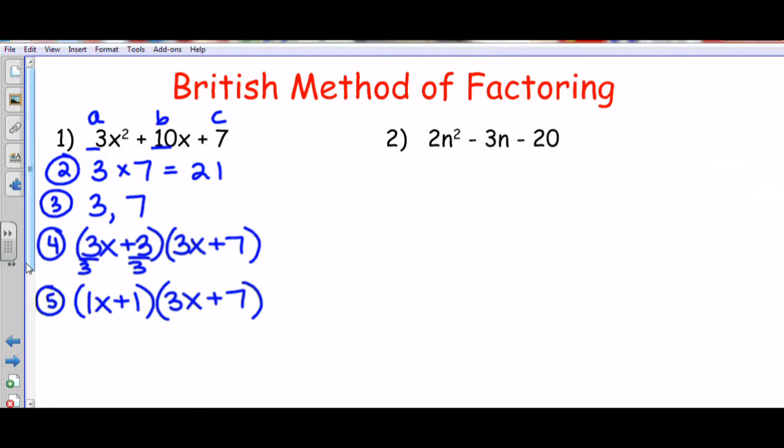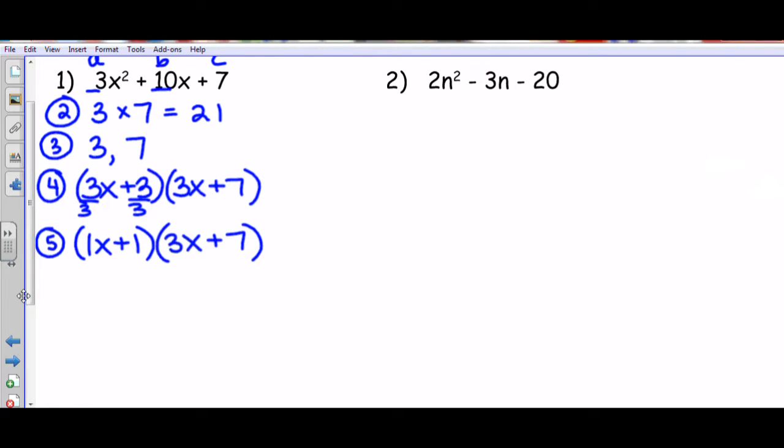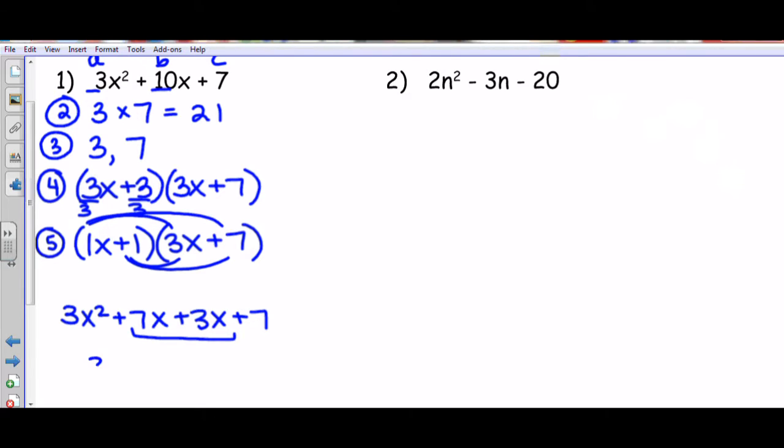Now we can check our answer by repeating the FOIL process. So if I want to, I can FOIL. So I'll take x times 3x, and that would give me 3x squared. X times 7 would give me a positive 7x. 1 times 3x would give me a positive 3x. And 1 times 7 would give me a positive 7. So when I combine my like terms in the middle, I'll end up with 3x squared plus 10x plus 7, which matches the equation that I started with. So my answer in number 5 is correct.